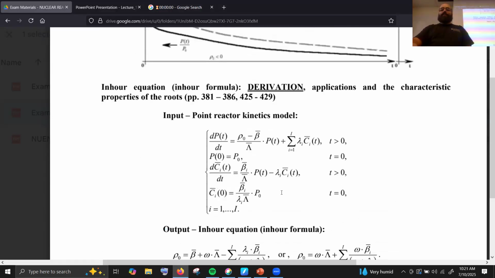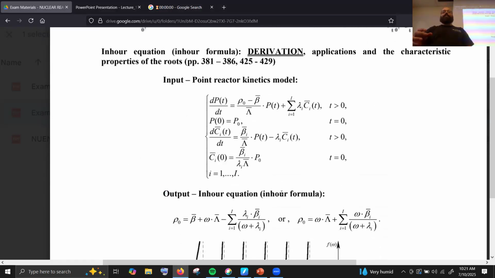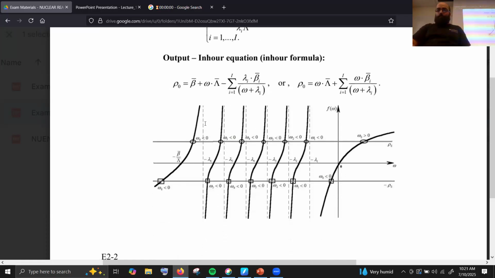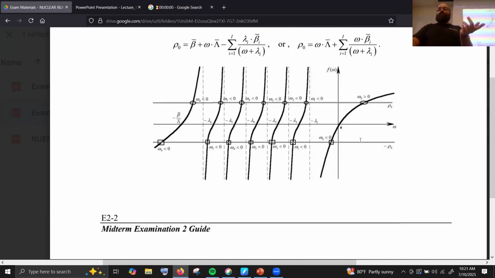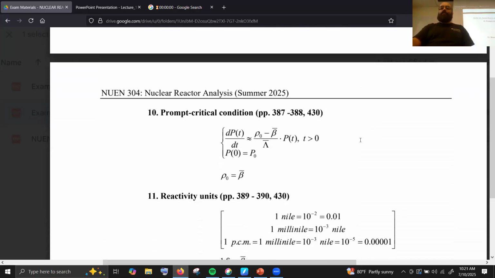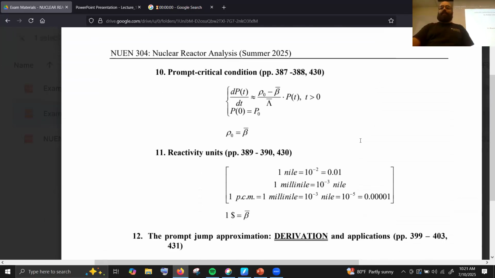Otherwise, if you're considering six delayed neutron precursor groups, the equation that you end up with to describe those time constants is this n-hour equation. If you plot it graphically, you get this transcendental looking plot where the roots of the equation correspond to the values of our time constants. We introduced that last time and we're going to talk about it more today, but since this is part of the review, I just wanted to make sure we're talking through everything here.